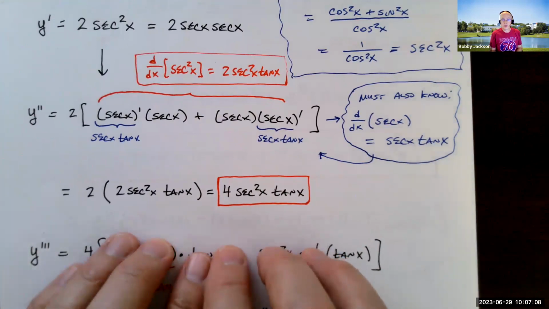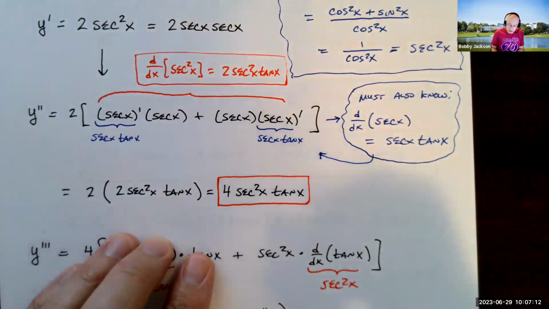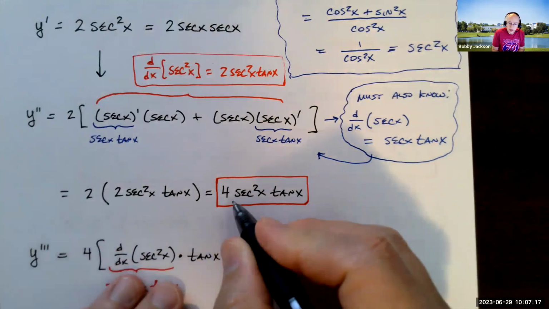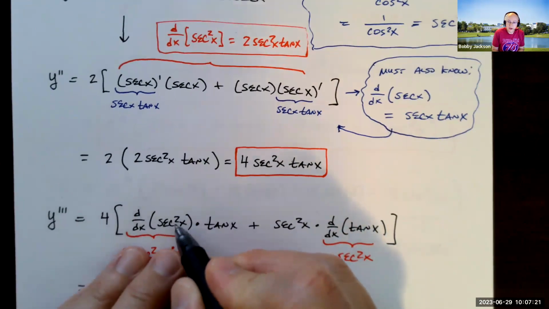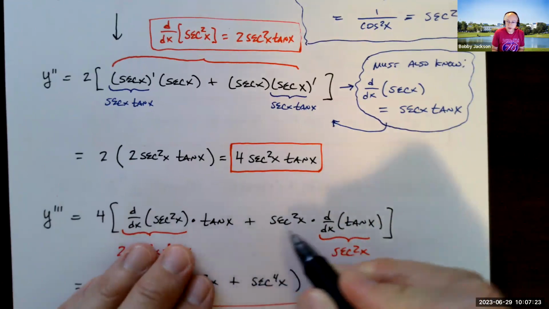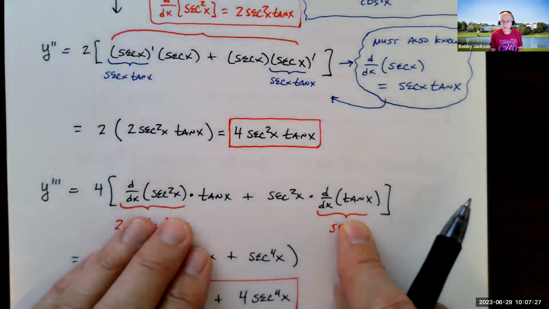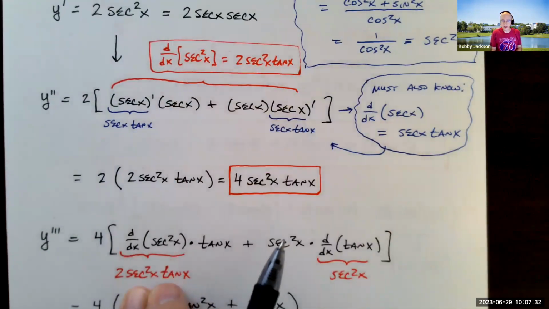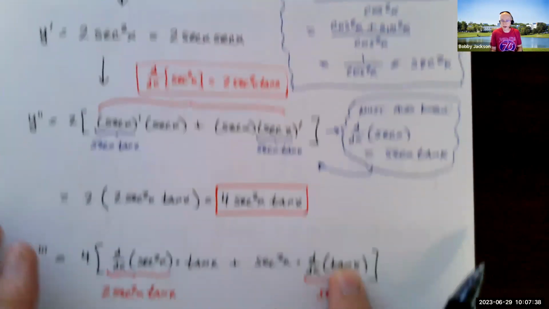Okay, so we do need the third derivative, which means take the derivative of this. So again, notice this is a product. I have secant squared x times tangent x. I'll just pull this 4 out again outside. I take the derivative of secant squared x times tangent x plus secant squared x times the derivative of tangent x. So that's the product rule again. And the derivative of secant squared x, that's where I made this note up here, is 2 secant squared x times tangent x. The derivative of tangent x, again, we had that one before, is secant squared x.